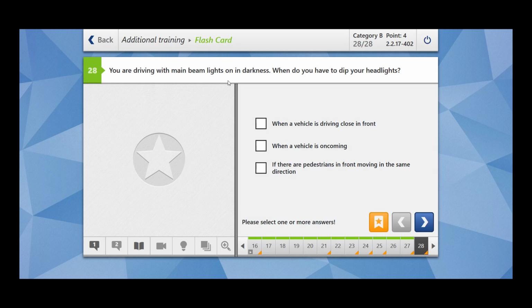You are driving with main beam lights on in darkness. When do you have to dip your headlights? When a vehicle is driving close in front, yes. When a vehicle is driving close in front, then you can cause dazzling effect to that vehicle. When a vehicle is oncoming, yes. If there are pedestrians in front moving in the same direction, no. Then you need not switch on the main beam lights, because the pedestrians are moving in the same direction as you are driving, so they have their back towards you. So it could not cause any dazzling effect to the pedestrians.